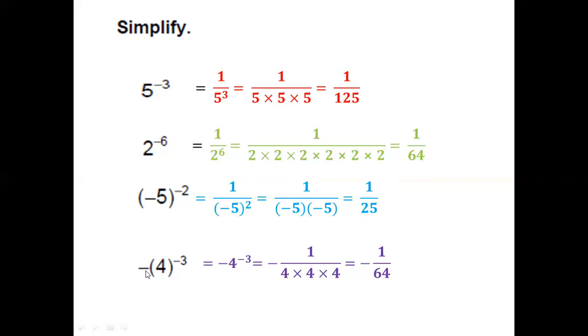Okay, now here the negative sign is outside the parenthesis. So according to the order of operations, PEMDAS, you open up the parenthesis first. When you open up the parenthesis, it means you remove them. So you'll be left with something similar to negative 4 to the power of negative 3. Now again, you need to write it in fractional form. You will be getting the answer as negative 1 over 64.